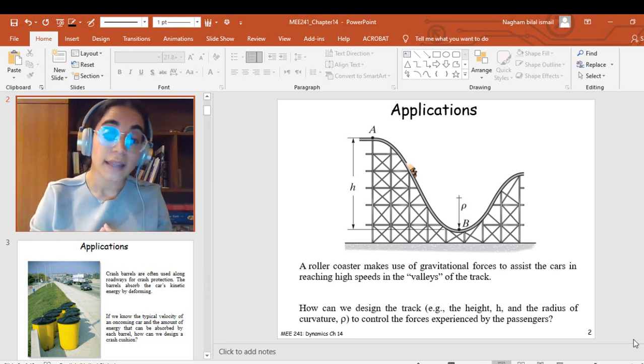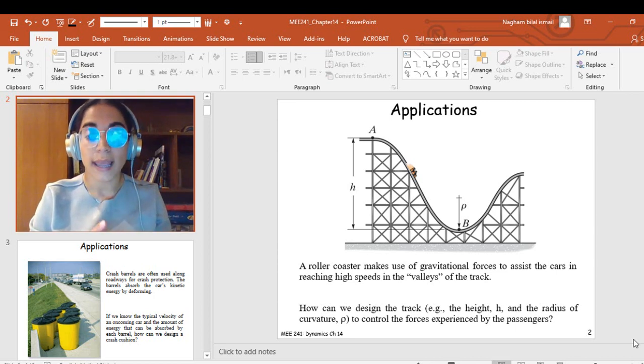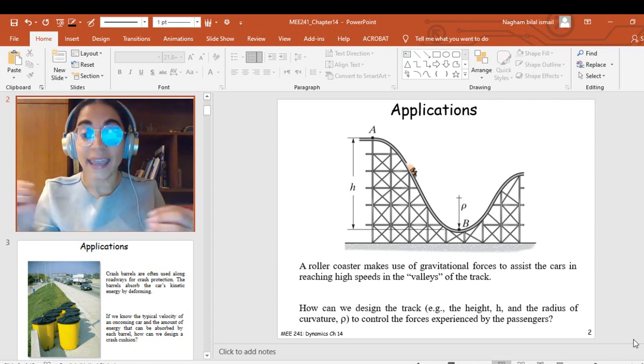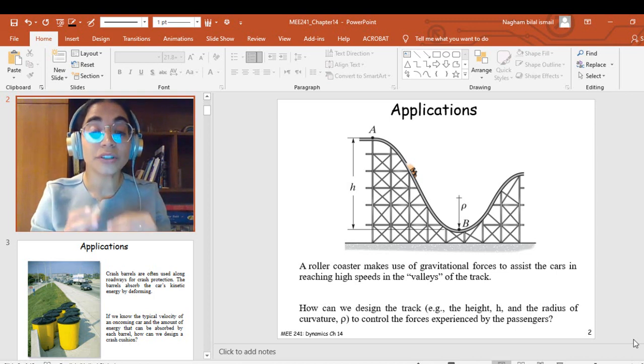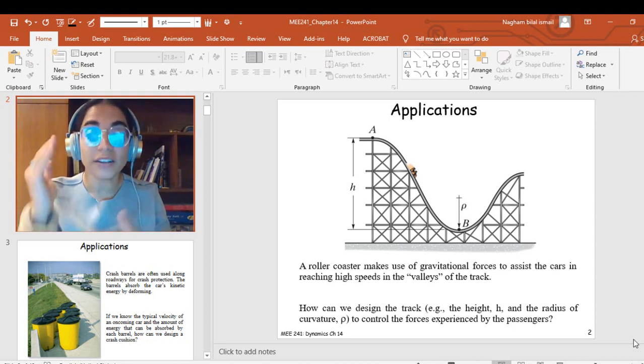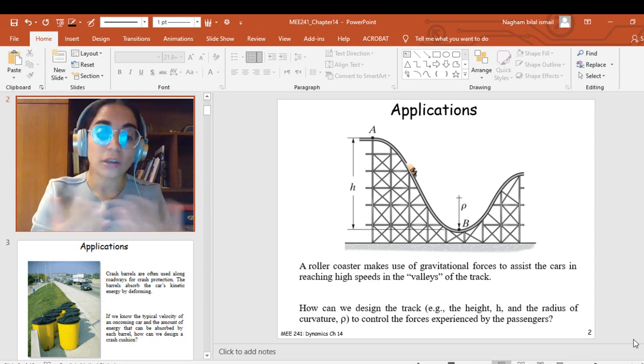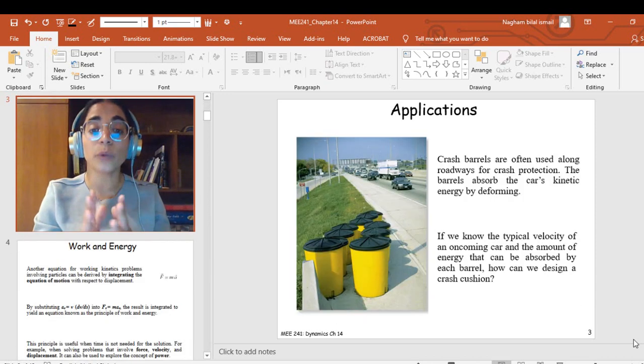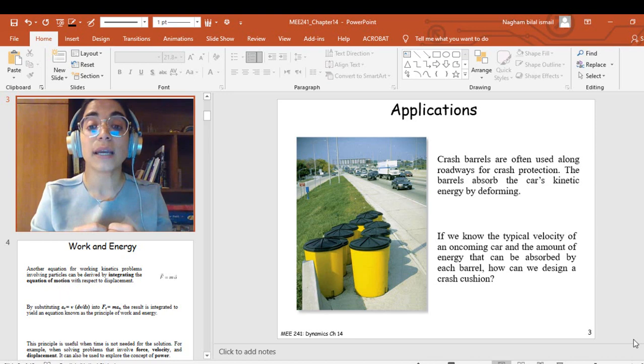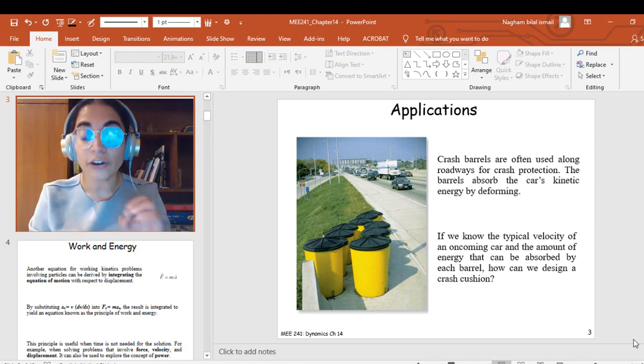And don't forget, guys, that any roller coaster has some values, and this is designed in order to reach some high speeds. So we're gonna see how, and we are also going to discover why crash barrels are often used along roadways. So do you know why? In fact, they are for the crash protection because they absorb the car's kinetic energy by doing a certain deformation.